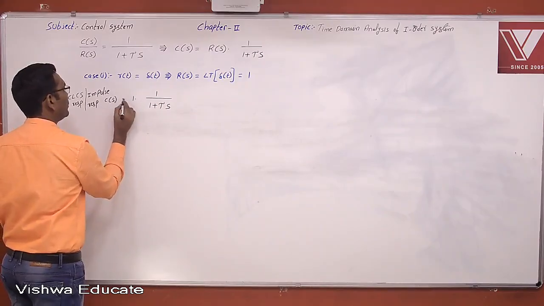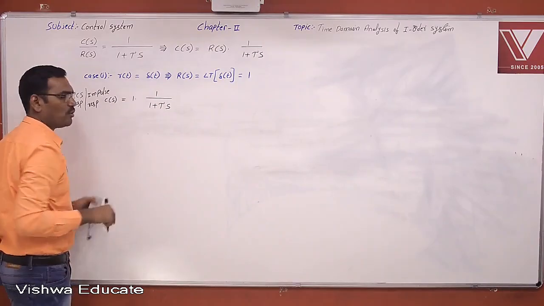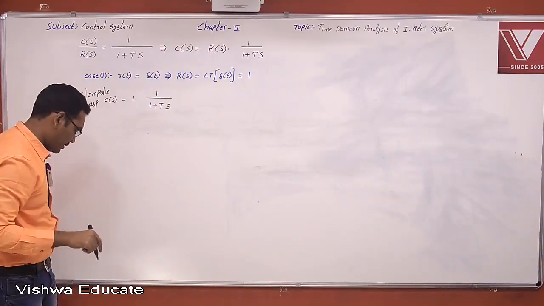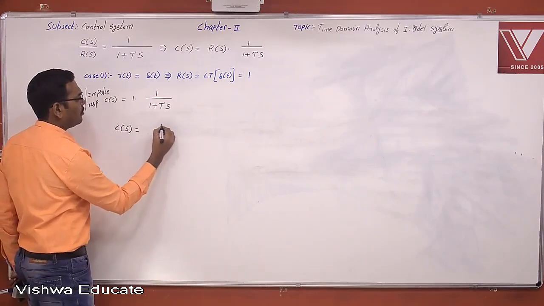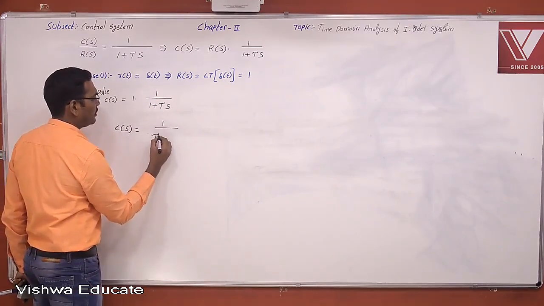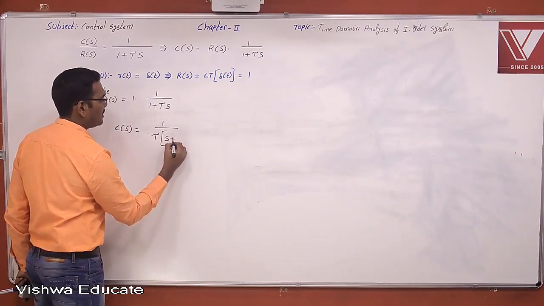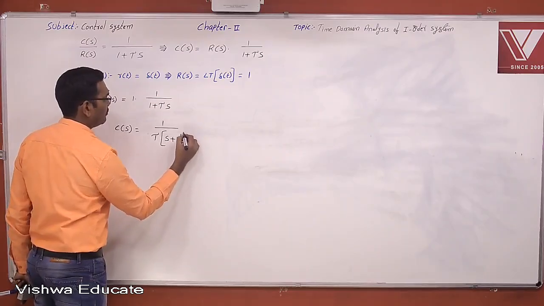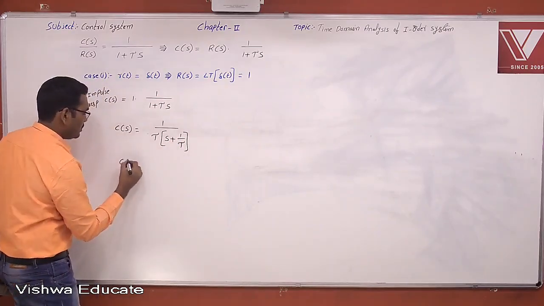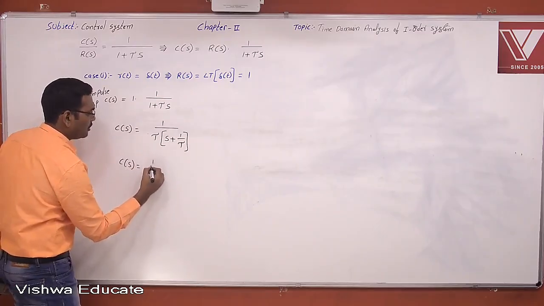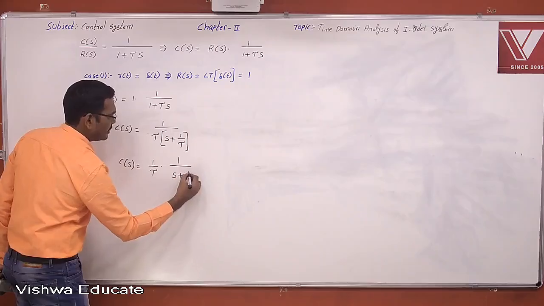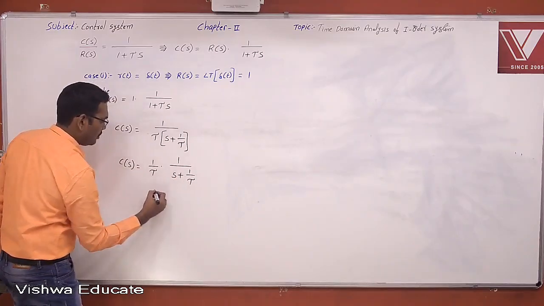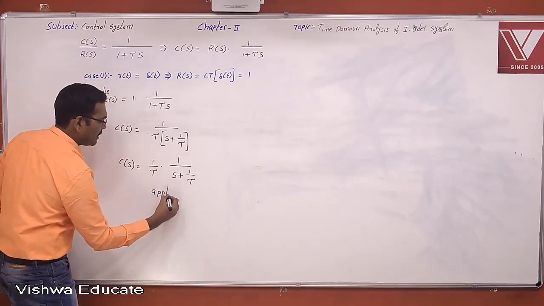But I want it in which domain? Time domain. This is in which domain? S domain. Therefore apply inverse Laplace transformation. So C of S is equal to 1 by, if I take tau as common, S plus 1 by tau. So C of S is equal to 1 by tau into 1 by S plus 1 by tau. Then apply inverse Laplace transformation.